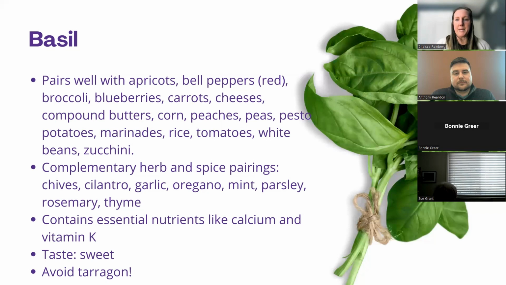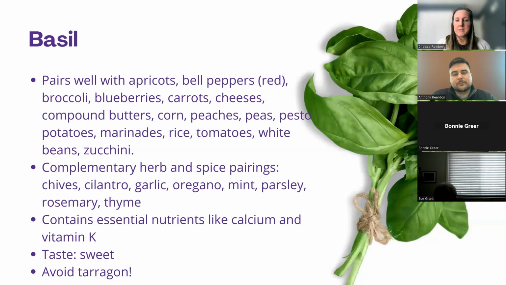So for example, basil. We're talking about just regular basil, not any of the other varieties, but this is going to pair well with a variety of fruits and vegetables, your bell peppers, broccoli, blueberries, carrots, cheeses. Obviously, this goes very well with cheeses. Pestos, marinades, potatoes, and tomatoes are all things that this pairs well with. Some complementary herb and spice pairings: this goes well with chives, cilantro, garlic, oregano, mint, parsley, rosemary, and thyme.